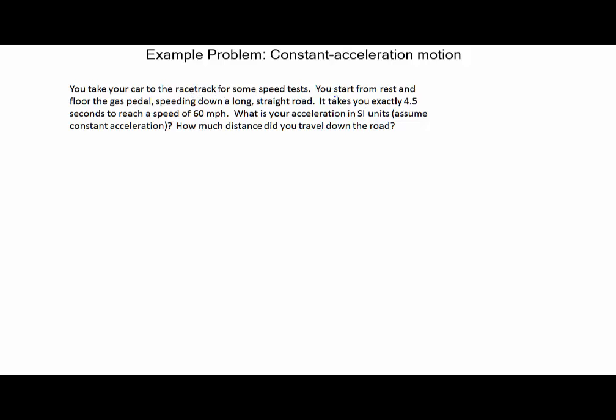So the information that seems to be valuable here is that it tells you that you started the car from rest. That gives you some idea of the initial velocity. And the long straight road tells you that there is no change in direction, so this is just one-dimensional motion of the kind we have been dealing with so far. Then it gives you the time duration. It tells you that you went for 4.5 seconds and you reached a speed of 60 miles per hour. That gives you the final velocity. And it's asking you for the acceleration, and it's asking you for the distance or displacement of your motion.